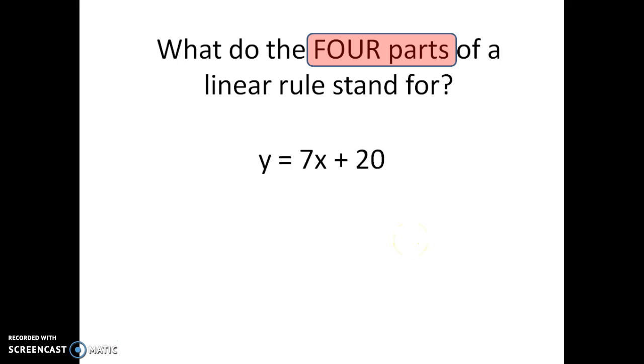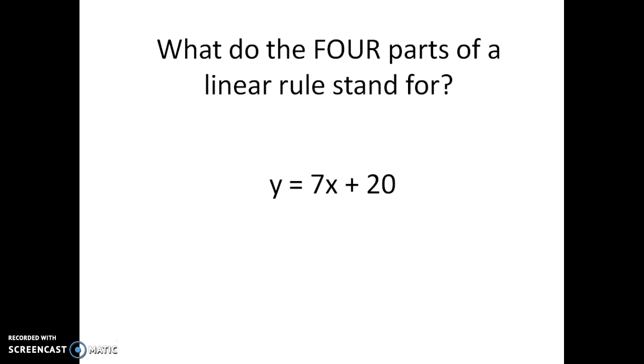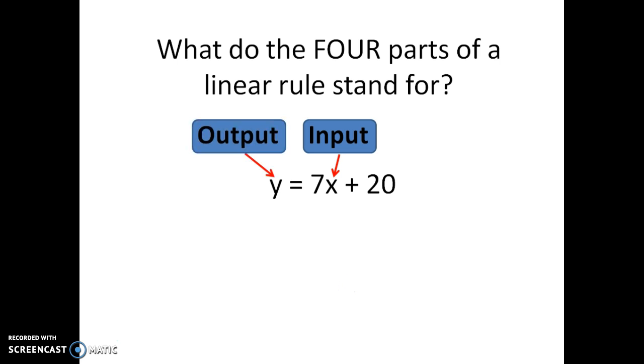So y equals 7x plus 20, for example. Here we get four parts. The y is one part, the 7 is another part, the x is another part, and our last part is the 20. So the four parts, what do they stand for? We know that x stands for our input, and y is our output.